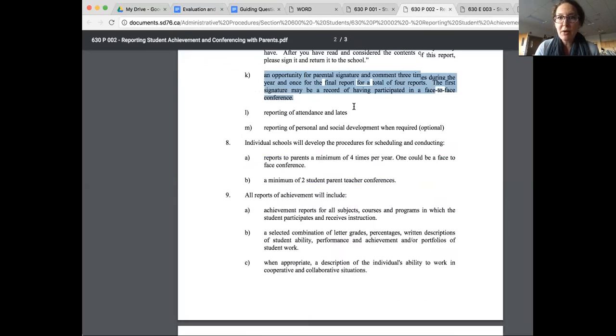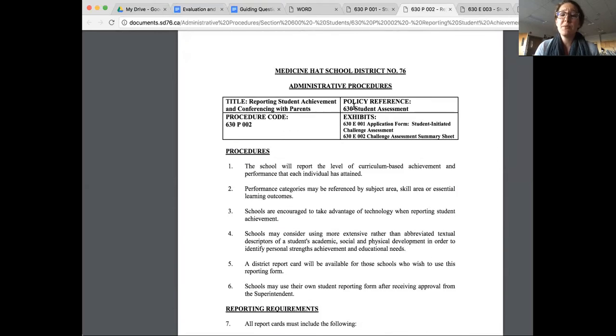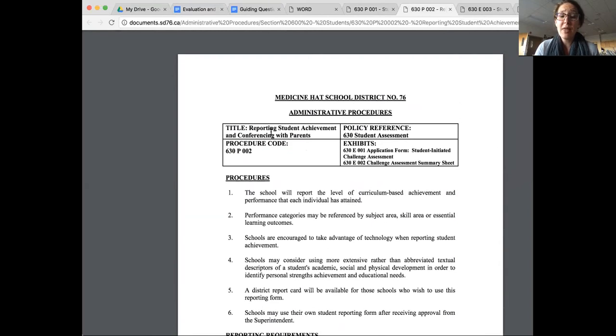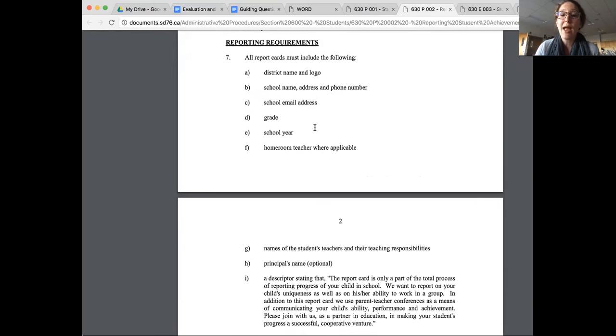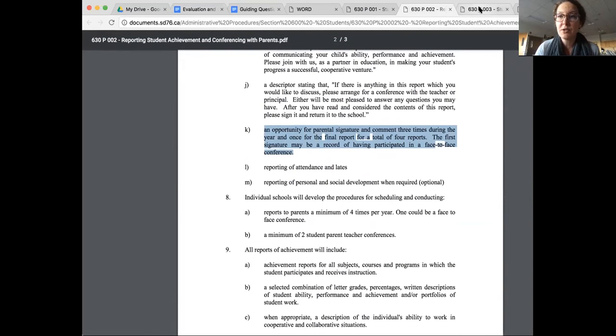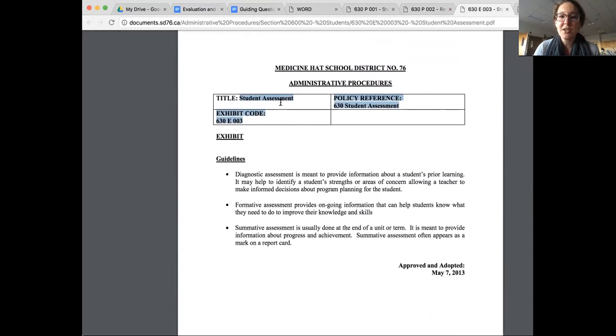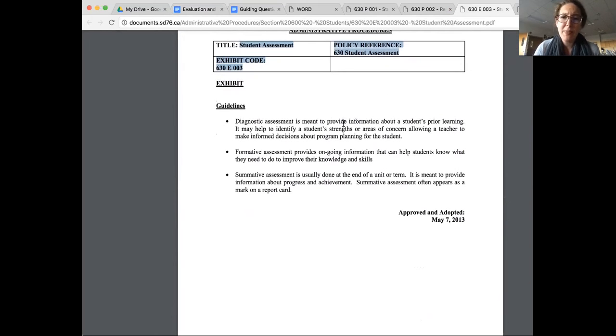Then I found another policy within our district, which is reporting student achievement. We have a whole section that talks about how we are supposed to report and how we are supposed to conference. We have to do that 3 times a year, which is actually in the School Act as well, at the end of every term. And then the first signature may be a record of having participated in a face-to-face conference, which is what we ended up doing at the beginning of this year because we're piloting our new district report card. We have another document that deals just with student assessment, but that's in the subsection.